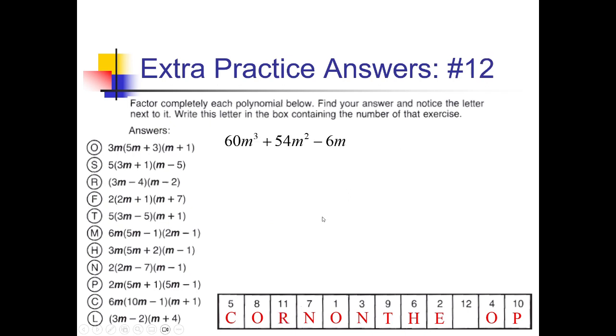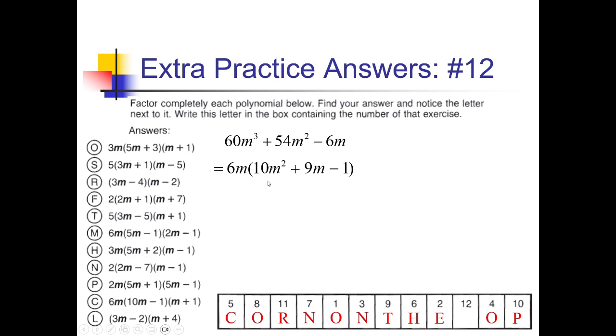For the final problem, number 12, these look like some fairly big numbers. The good news is it looks like I can take a 6 out of all of these, and also an m. So 60m cubed divided by 6m, that's going to be a 10m squared. 54 divided by 6 is 9, and then m squared divided by m is just m. And then negative 6m divided by 6m is minus 1. That wasn't so bad. The stuff inside, however, is going to need a little more work.